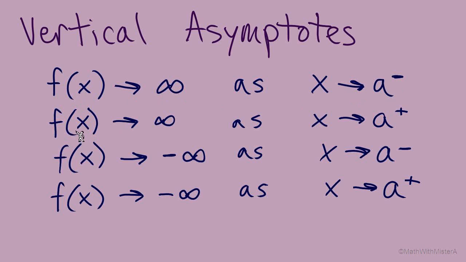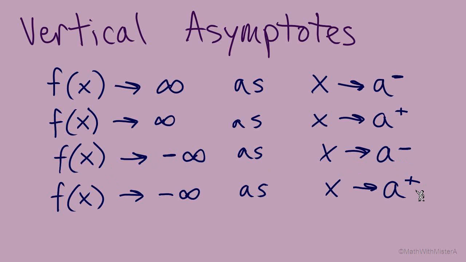The other one, our y values, the function values, get skyward, more and more positive as our x values get close to some number a from the right side, from the positive side. So these first two are examples of when the graph shoots upward when we get close to some number. And these two examples are for when our graph shoots downward towards negative infinity at some number a, and it can happen from the left side or the right side.